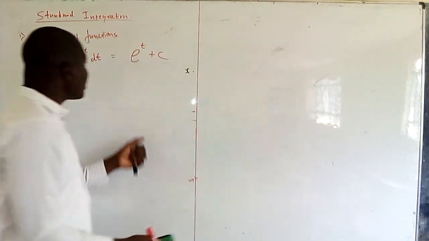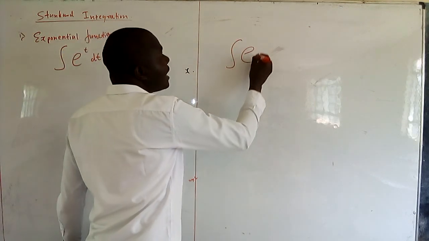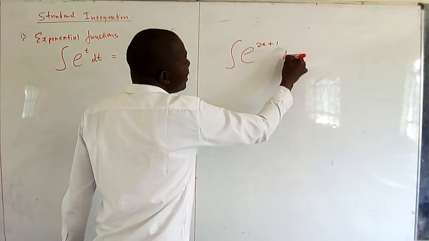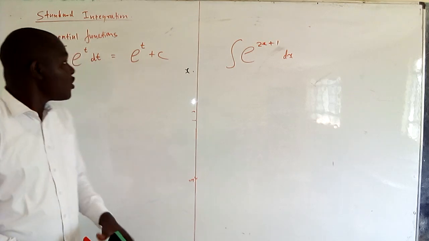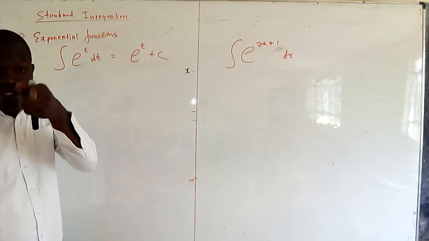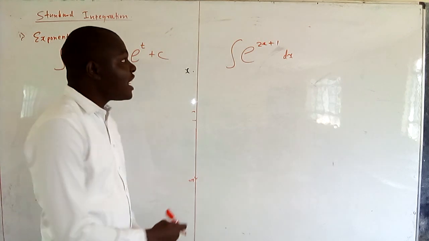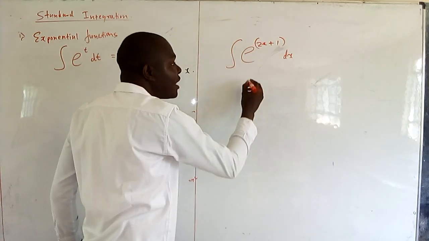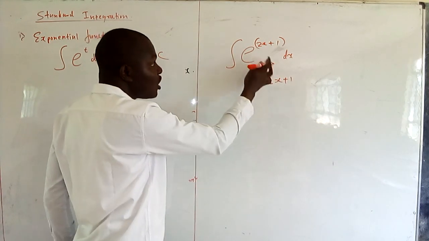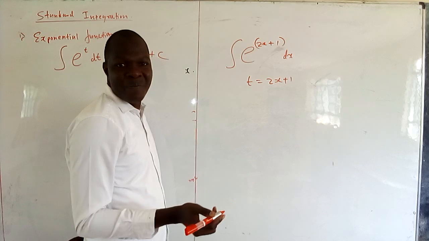Because in integration, they will not give you the standard exponential function. What they will give you is a case like integrate e^(2x+1) dx. We know that if you integrate e^t, it just remains e^t. That is where the algebraic substitution comes in. This inner function 2x plus 1, you let it be t. So if 2x plus 1 is t, then dx, you must get dt. So how are we going to get dt?